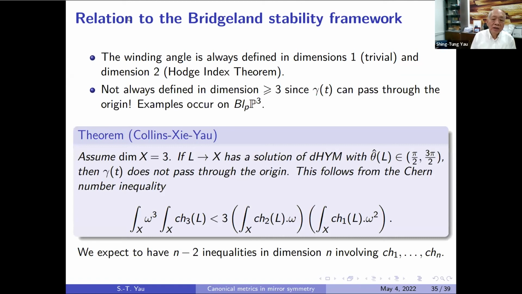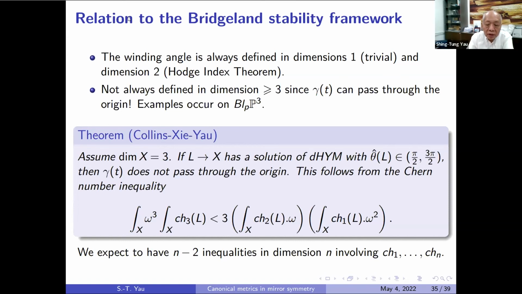With Dan Xu, who is now at Tsinghua, we observe the following thing in the case of dimension 3. If for L the deformed Hermitian-Yang-Mills equation has a solution with theta hat L belonging to (pi over 2, 3 pi over 2), then gamma T does not pass through the origin, and we have the following Chern number inequality, which is a very nice inequality involving high Chern numbers.